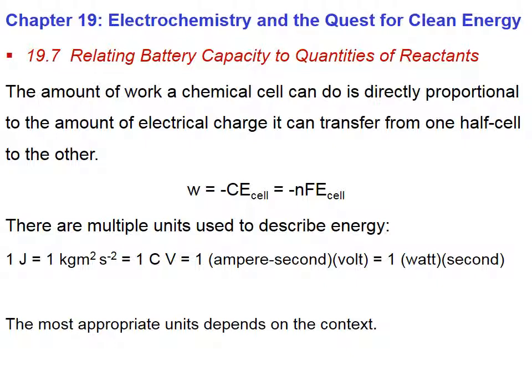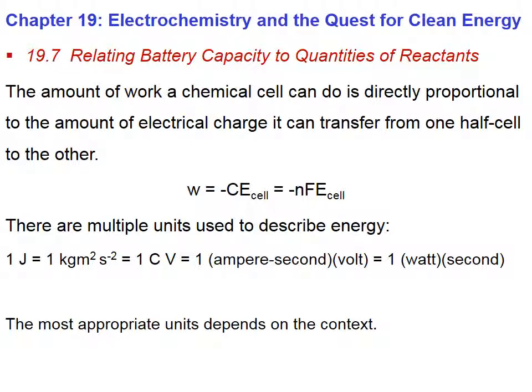So here we are. It says electrochemistry and the quest for clean energy. Battery capacity is related to the quantity of reactants. The amount of work a chemical cell can do is directly proportional to the amount of electrical charge you can transfer from one half cell to the other. So this is the key relationship here. If one can figure out the number of moles of electrons transferred, and if one knows the cell potential, then one can figure out the work that a particular cell can do.